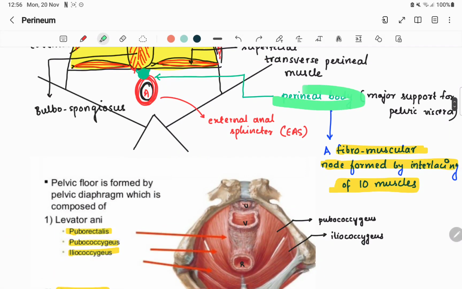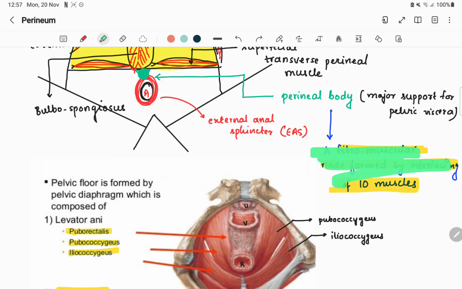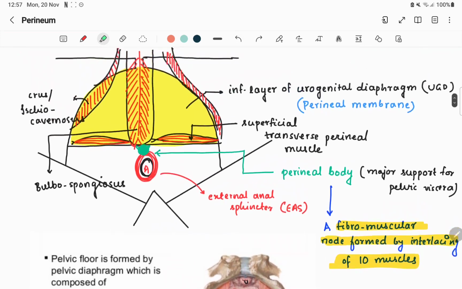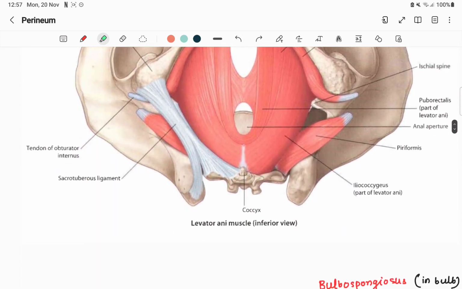Okay, and what is the perineal body? Perineal body is a fibromuscular node formed by interlacing of 10 muscles. Okay, it is a fibromuscular node which is comprising of about 10 muscles. So what are the 10 muscles? We will see.